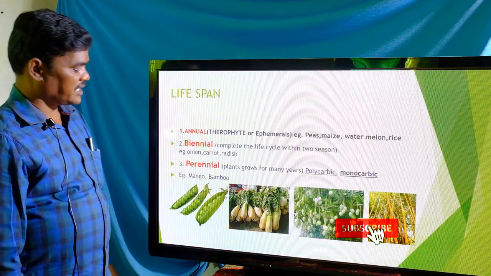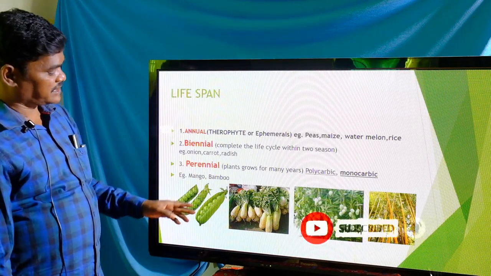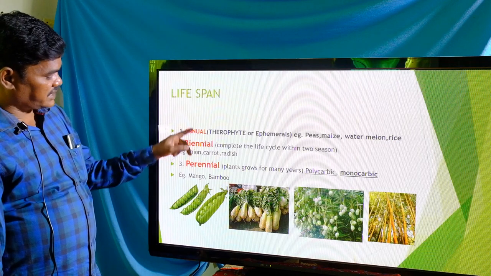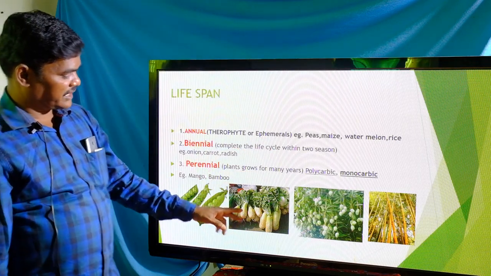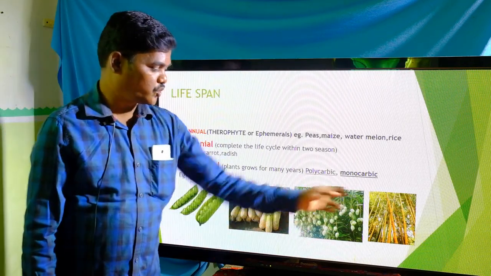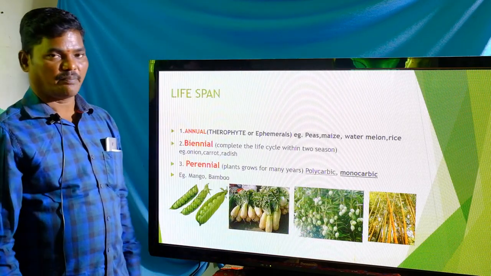So these are all examples. Here the pea is an annual, and radish is a biennial. These two are perennial plants.